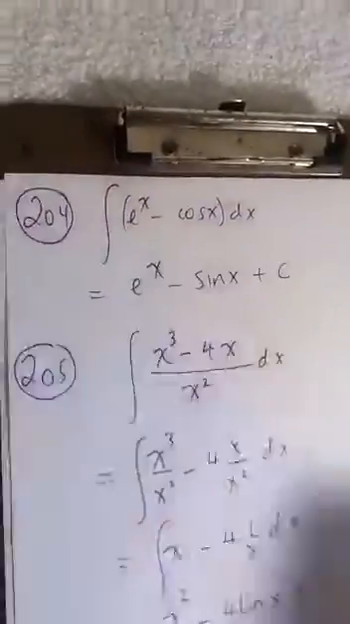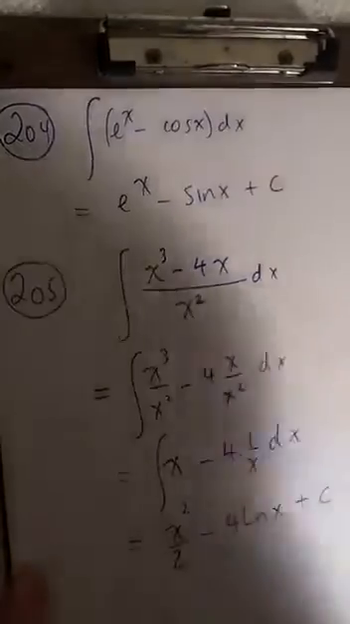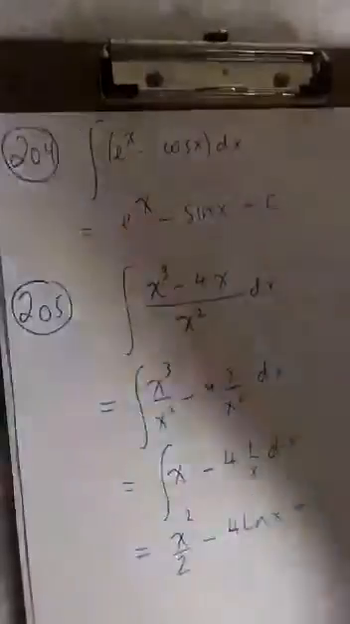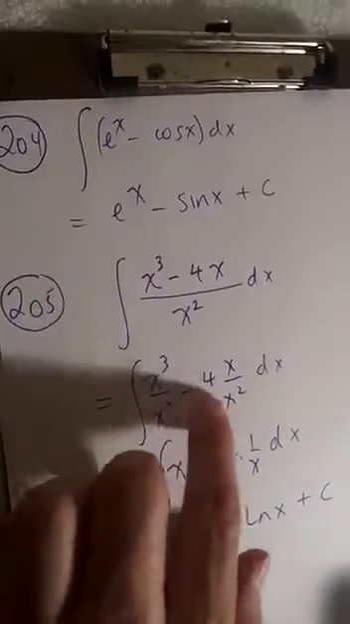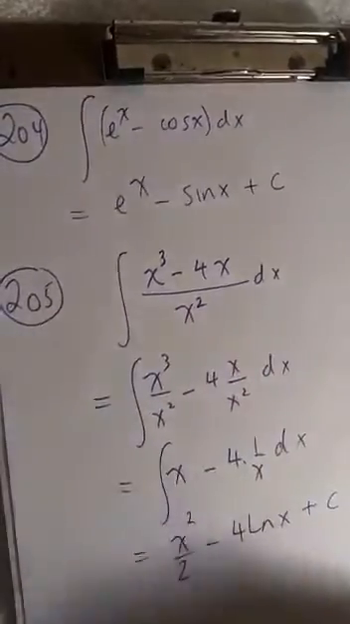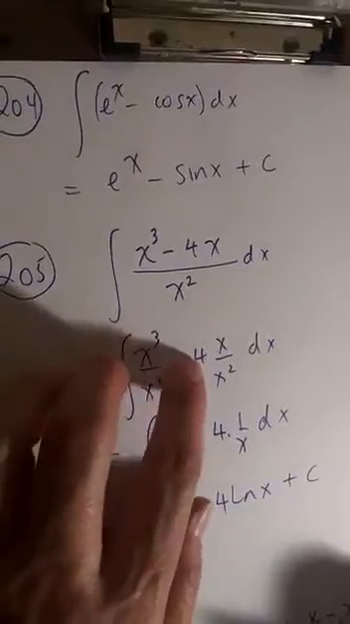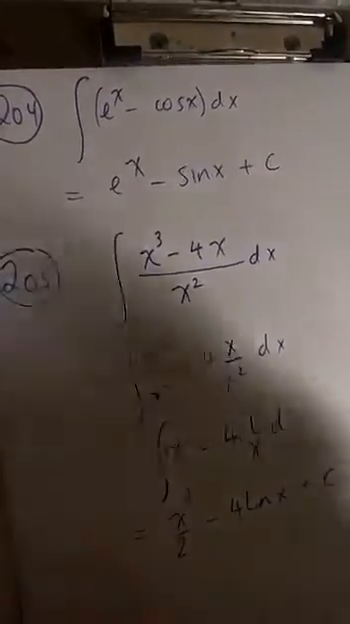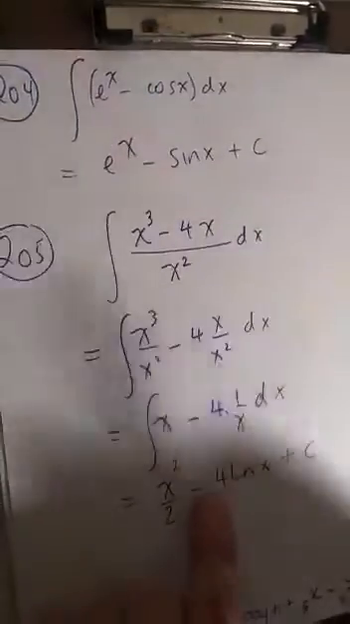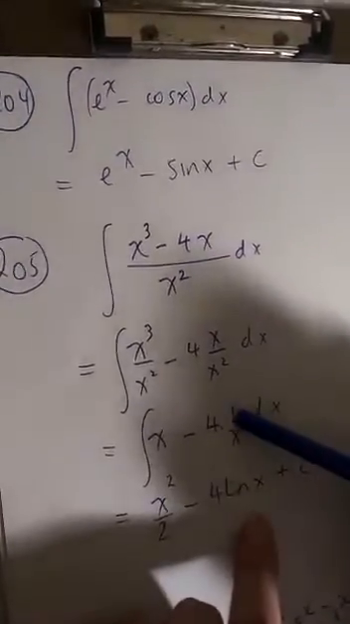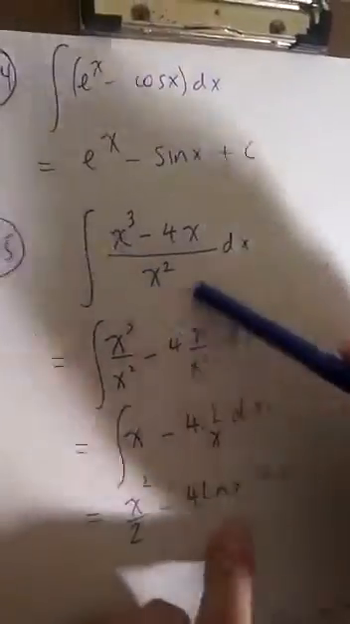And if you have something like this, there's no quotient rule for integration. So for this particular integral, you just separate the two terms. So you write x cubed over x squared alone minus 4x over x squared alone. X cubed over x squared is just x. Minus 4, x over x squared is 1 over x. And the integral of x is x squared over 2 minus 4 times the integral of 1 over x is ln x plus c. So that's what you do with this to simplify it.